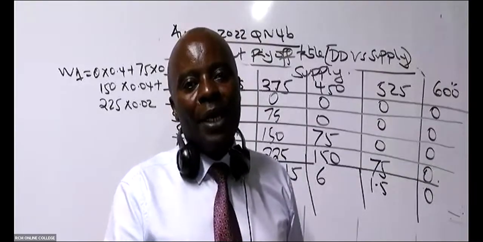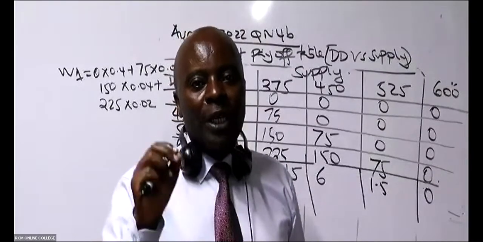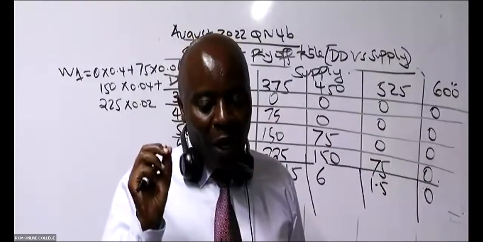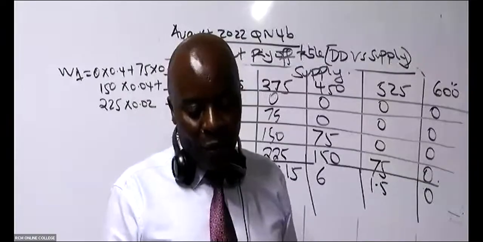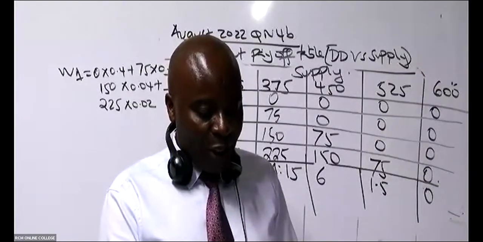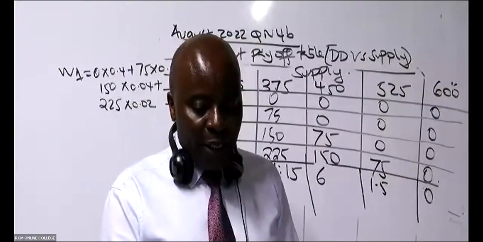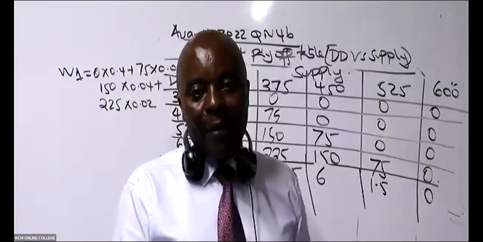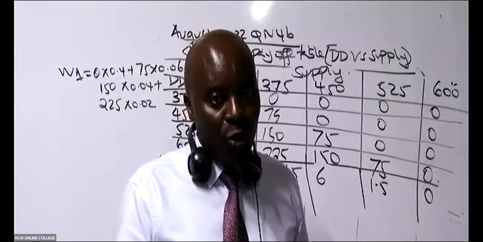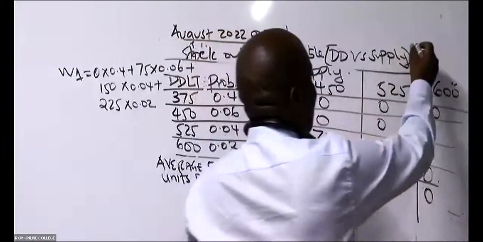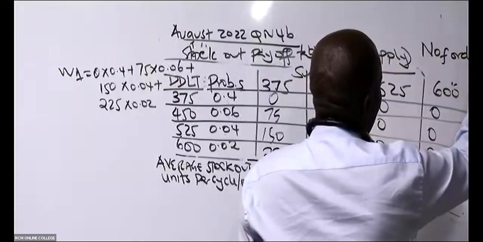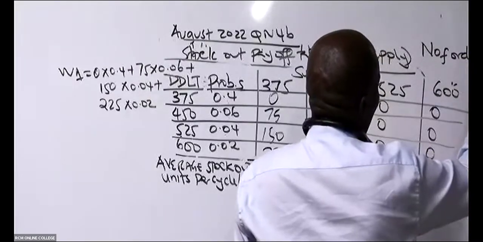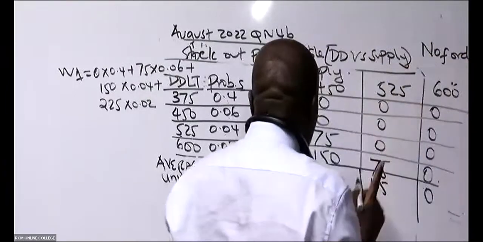Can somebody tell me, in this particular case, if you wanted to get number of orders yourself, what would you have done? Thank you so much, Lydian. Lydian is telling me that she would have taken the annual demand and divided by Q or by EOQ. Number of orders is D over Q or EOQ. Very important for you to remember that.